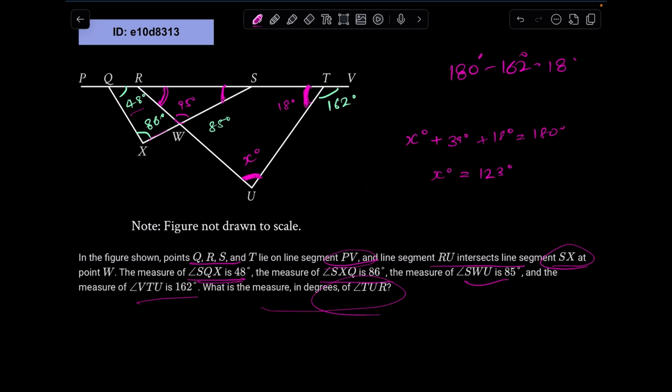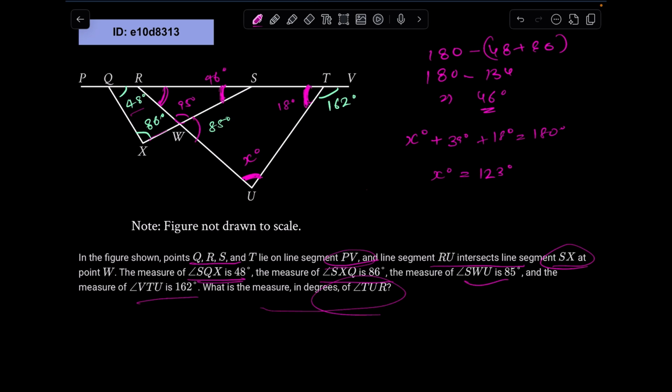So to calculate angle SRW, we are going to get our SW, which is going to be 180 minus (48 plus 86). Let me just write it here. So 180 minus (48 plus 86) is equal to 180 minus 134, which is going to be equal to 46 degrees. So this is going to be equal to 46 degrees.